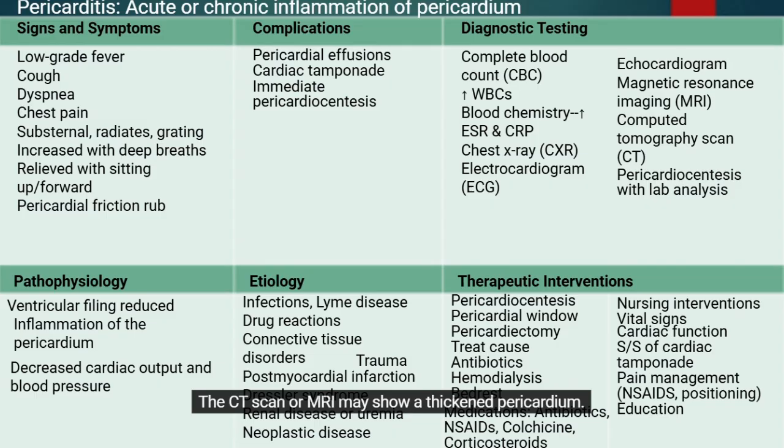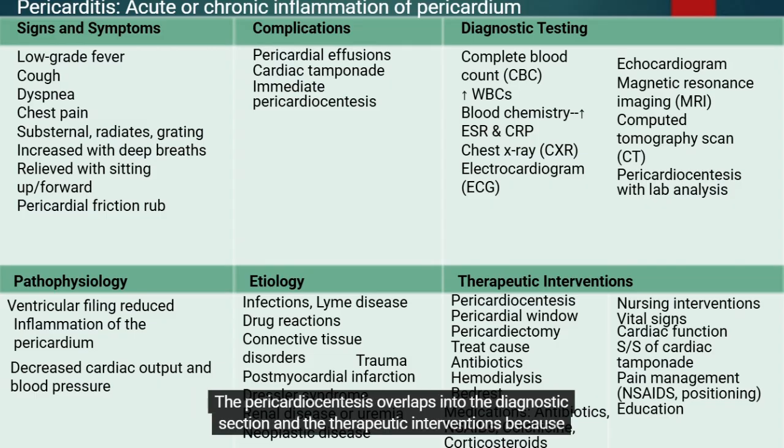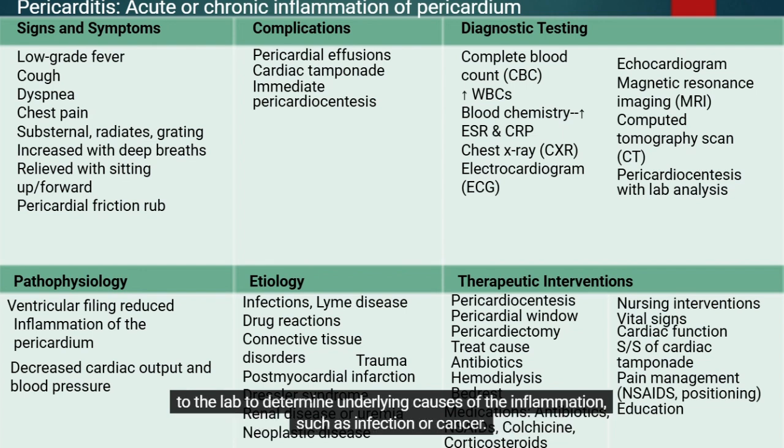The CT scan or MRI may show a thickened pericardium. The pericardiocentesis overlaps into the diagnostic section and the therapeutic interventions. It is therapeutic because fluid accumulated around the heart is removed. That fluid can then be sent to the lab to determine underlying causes of the inflammation, such as infection or cancer.